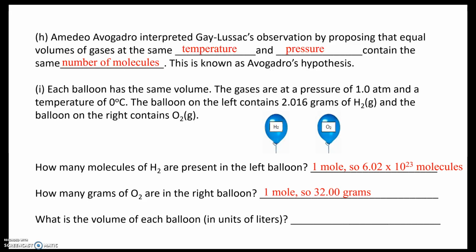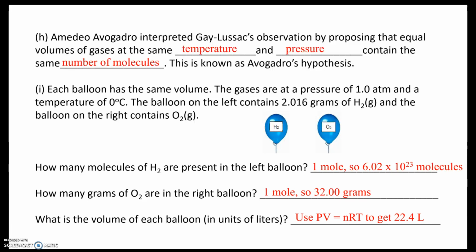Well, we know that they have the same volume and the same pressure and the same temperature, so they must also have the same number of moles. So if they have the same number of moles, that would be 32.00 grams, because that's the molar mass of oxygen. And what's the volume of each balloon in units of liters?